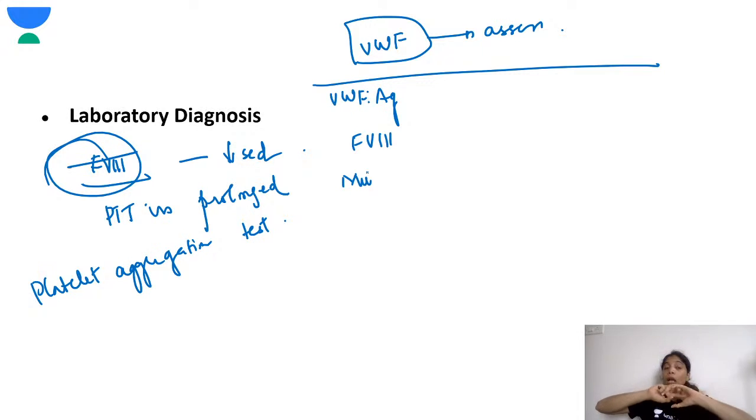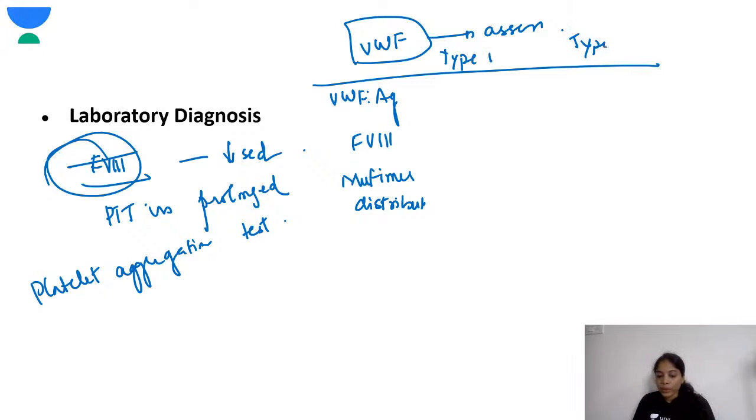I have told you the multimerization of the von Willebrand factor is not happening, in the ristocetin test, where the complex configuration of the von Willebrand factor is not maintained. So you have to even check the multimer distribution. Based on that, how will it be in type 1, type 2, and type 3? The von Willebrand to antigen ratio will be decreased in type 1, decreased in type 2, while it is absent in type 3.